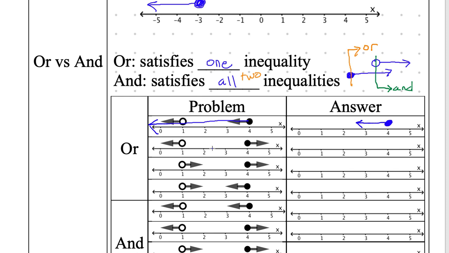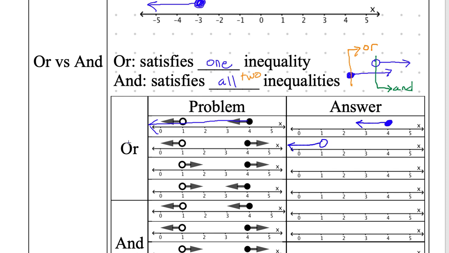Okay, let's try the next one. So if I extend these lines, nothing really happens. Extend that line, nothing really happens. I ask myself, is that a solution? Yes. Is that a solution? Yes. Is that a solution? Yes. At 1, it's not a solution because it's an open point. So I know that all of those are solutions, but not at 1, so I can graph that.